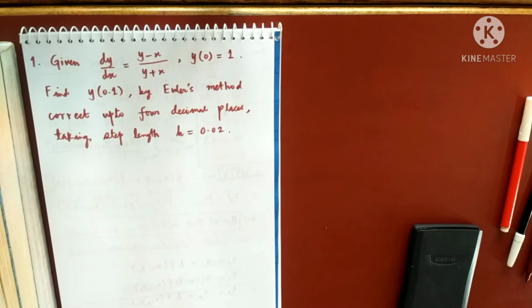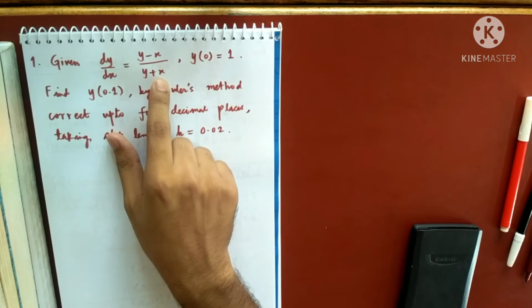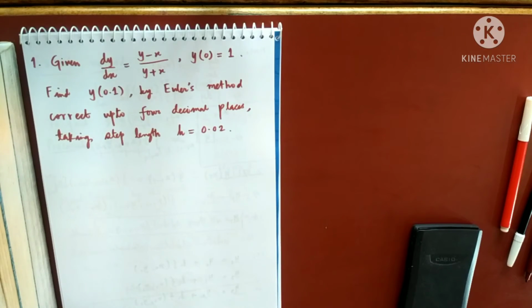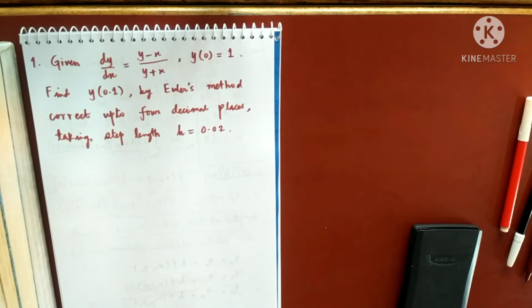So here is the question. Given this IVP, dy/dx equals to (y minus x) by (y plus x) and y0 equals to 1, find y at 0.1 by the Euler's method, correct up to 4 decimal places, and taking the step length to be 0.02. They have already given you the step length.